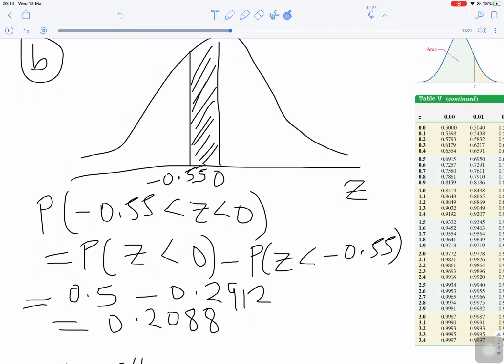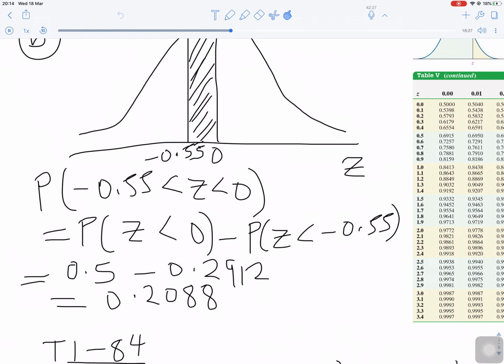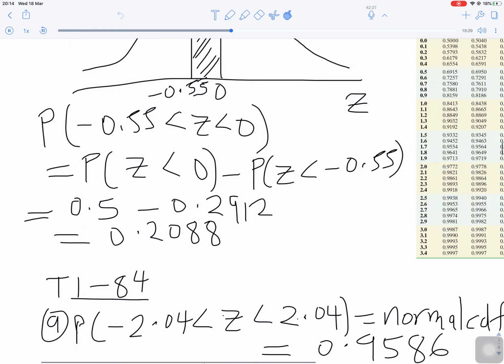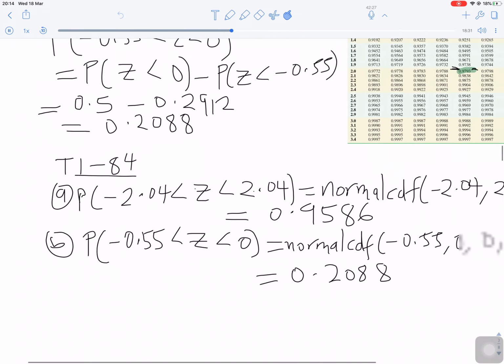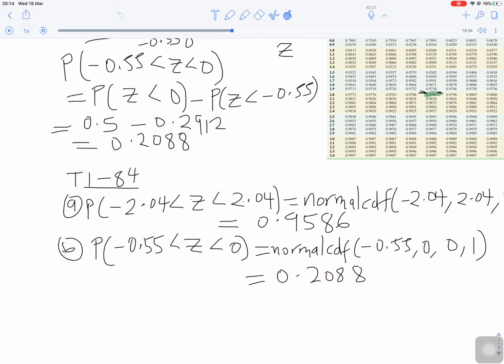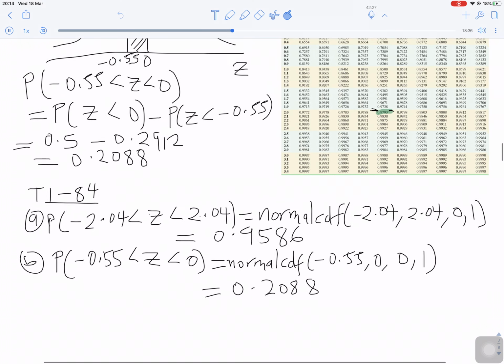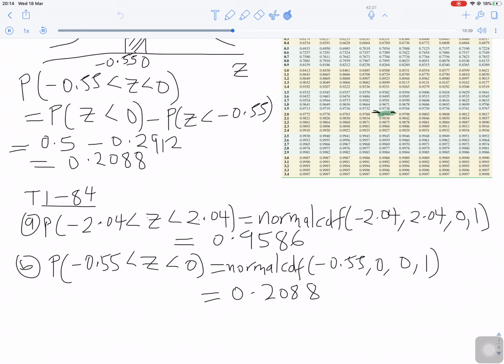All right. Using the calculator step for the first example, the area between negative 2.04 and 2.04, that will be normal CDF. The smallest value in the interval is negative 2.04, and the largest value, or the upper bound, is 2.04. Then the mean is 0, the standard deviation is 1. So that resolves to 0.9586, approximately, to 4 decimal places.